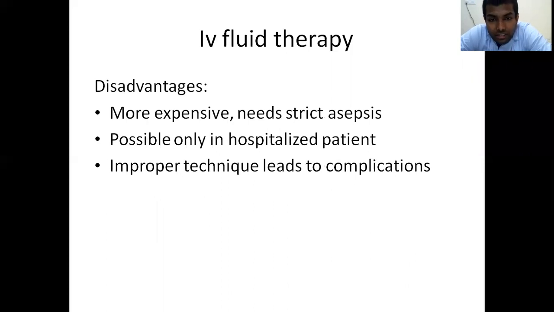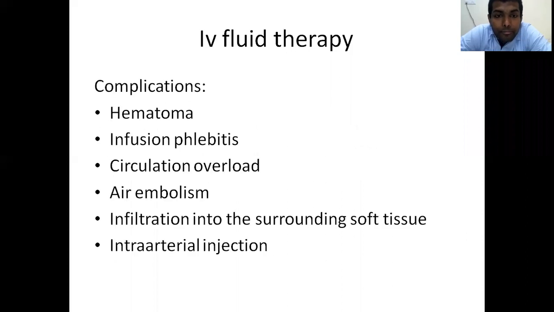What are the disadvantages? It is expensive, and it requires a level of strict asepsis because we are introducing something directly into the body. If we are not careful, we might be introducing bacteria or virus into the body. Now, this is possible only in hospitalized patients. You cannot ask the patient to take IV fluid at home, and improper technique in itself leads to complications.